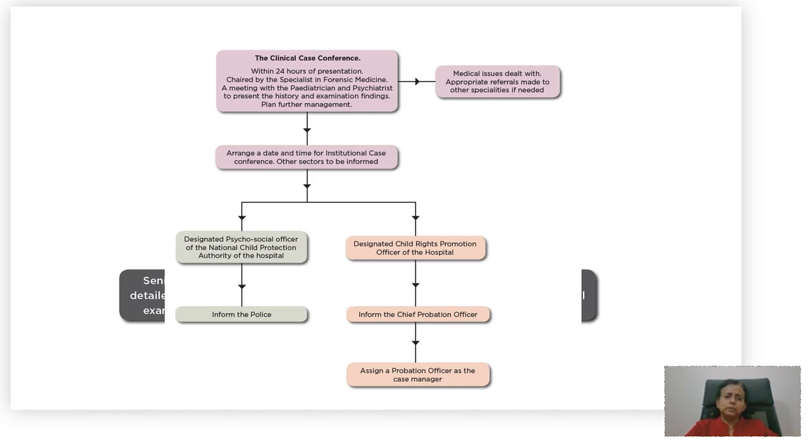So this is called the clinical case conference, right? You will see it should also involve the psychosocial component, the police, and also the child rights promotion officers and the child probation officers should be involved in these case conferences.